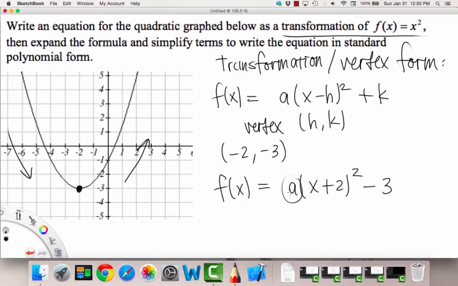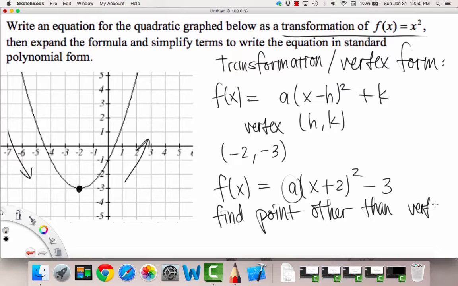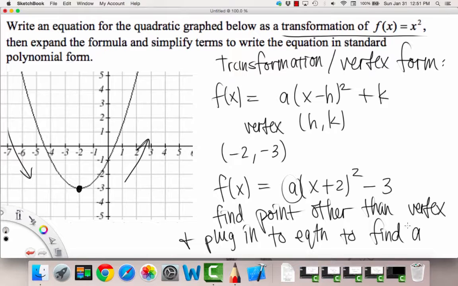To figure out this a, we just find a point on our graph, because that's what we have to use. We find a point other than the vertex, and plug it into the equation to find a, our scaling factor. We'll do that on the next slide.